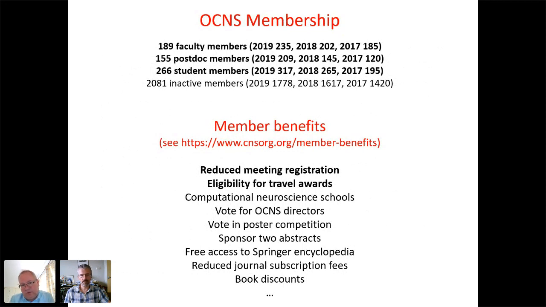Of course, the decrease is based on the fact that CNS 2020 online didn't charge any registration fees. So that meant that one of the main member benefits, which is reduced meeting registration fees, didn't really apply this year. As you know, as an OCNS member, you are eligible for a large number of benefits. In addition to the reduced meeting registration fees, this includes eligibility for travel awards, and some of our members are also organizing computational neuroscience schools, which receive financial support, etc., etc.